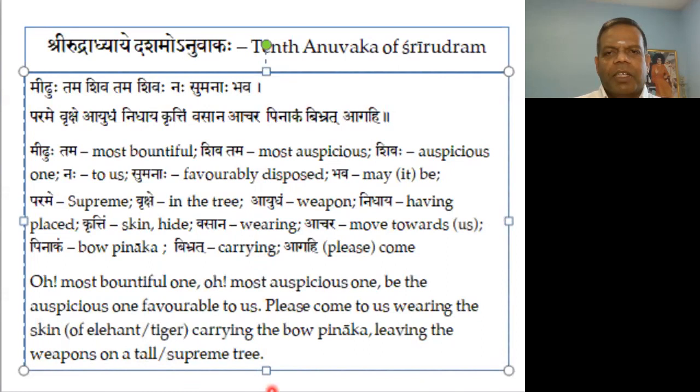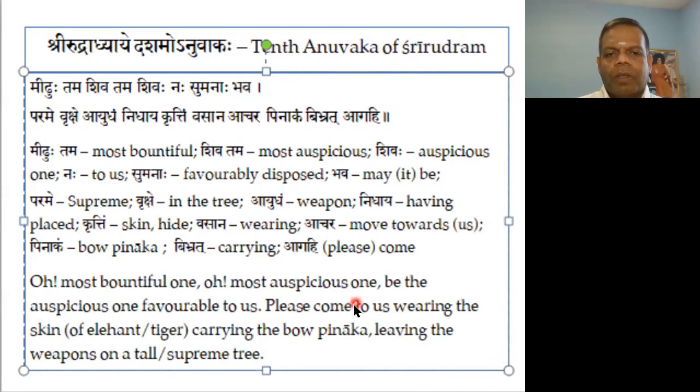So let's look at the meaning. It's an interesting meaning. O the most bountiful one, Midustama. O most auspicious one, Shivatama. Be the auspicious one, favorable to us. Shivaha, Naha, Sumana Bhava. May the auspicious one be sumana towards us. Let him be favorable to us.